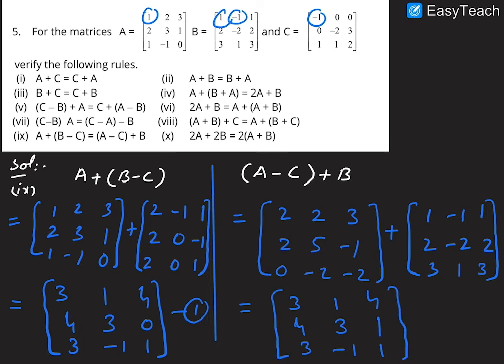Why is this element not matching? So check this element again. We are doing A minus C. So 1 minus 3 will be minus 2 here. So here we have minus 2. So minus 2 plus 2 will be 0 here. Now both are same. So 1 is equal to 2. So left hand side is equal to right hand side.